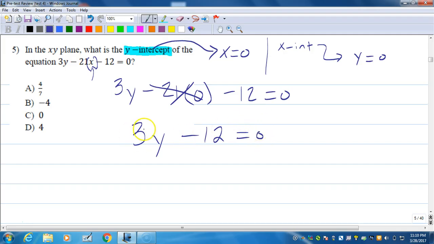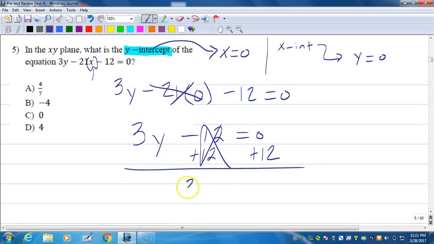And then we solve. We don't want numbers and letters together. We want numbers with numbers, letters with letters. Look, here's a 0. 0 is a number. This is a 12. That's a number. So move the 12 over here with the 0. How do you move a negative 12? You add 12. 3y is equal to 0 plus 12, which is 12. Divide by 3. And 12 divided by 3 is 4.